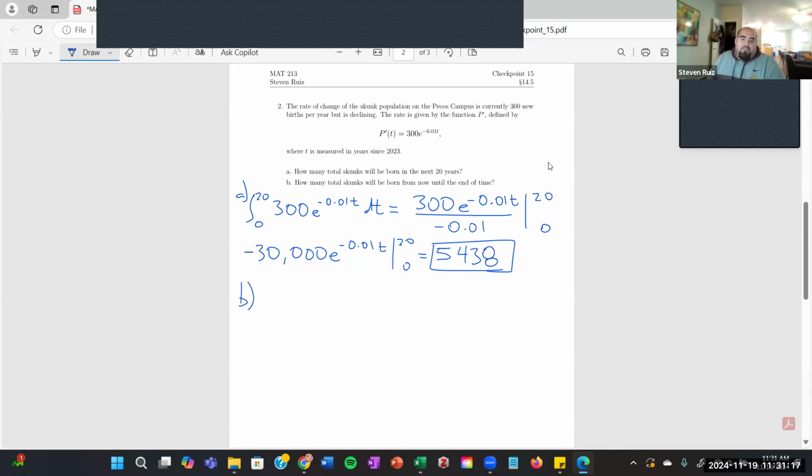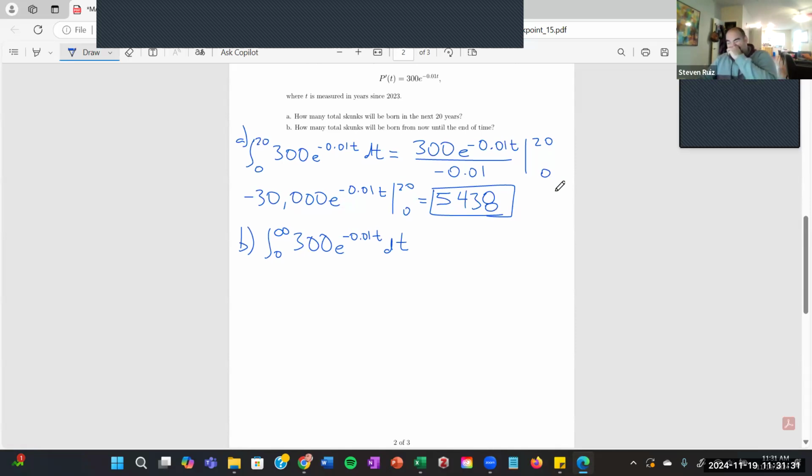So the integral I'm setting up here is the integral from 0 to infinity of 300 e to the negative 0.01 t dt. So basically, I'm asking for an improper integral. Basically, what's going to happen to the skunk population, or to the number of skunk births, as time passes for a very long time. So this is going to involve a limit. So the limit as t goes to infinity of this integral.